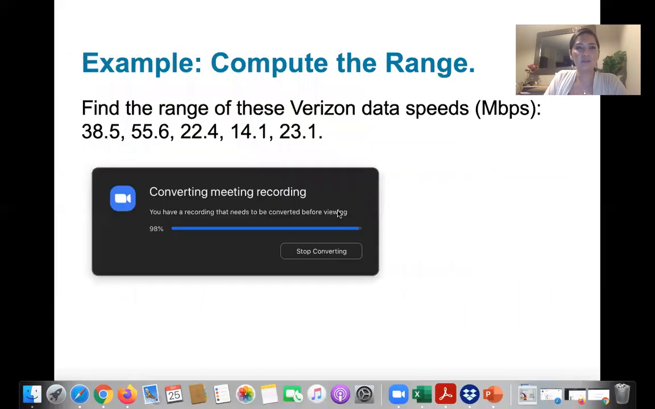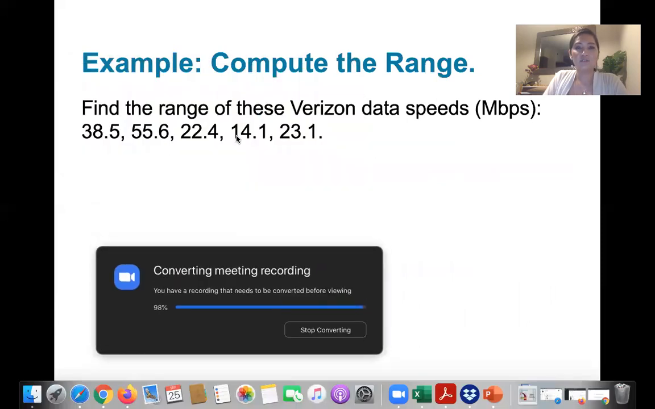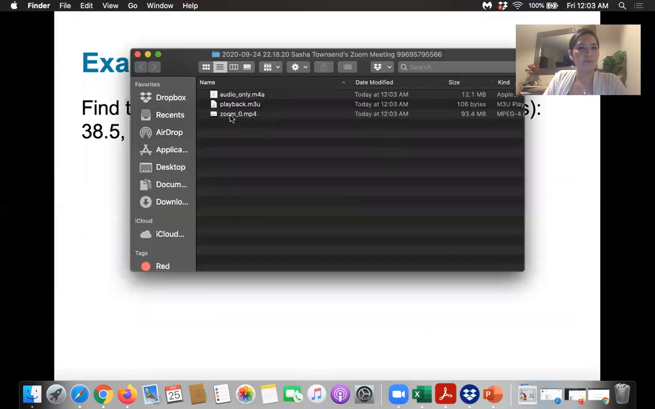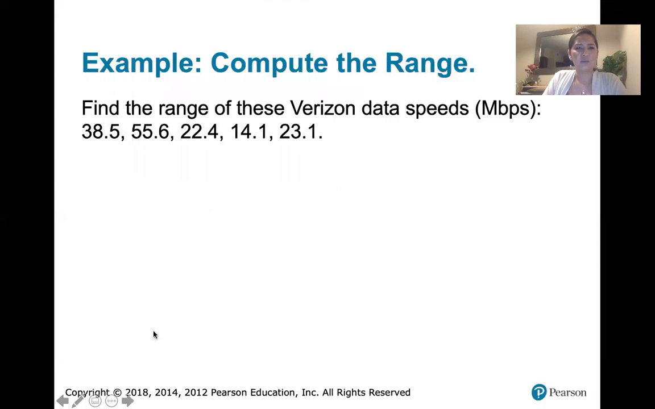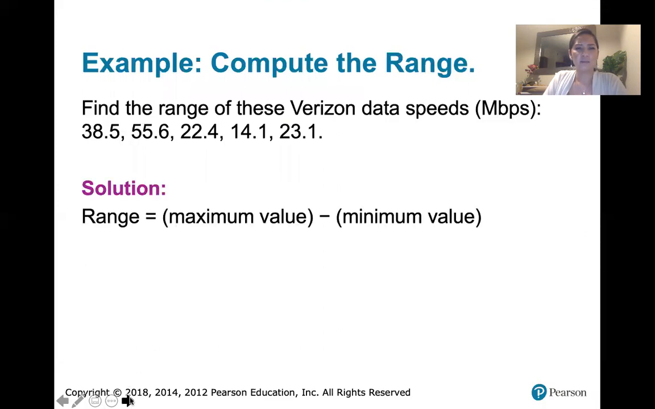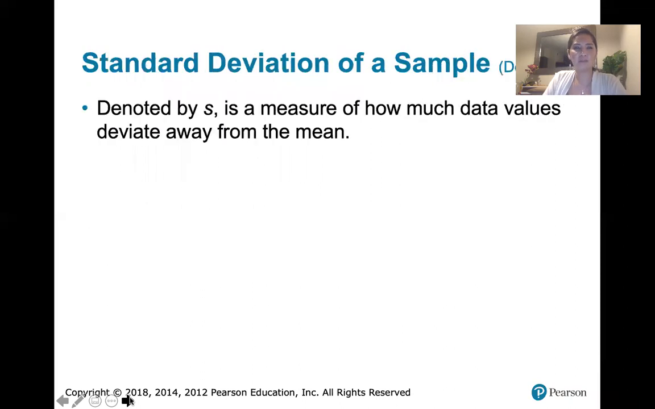So let's look at computing the range. We're asked to find the range of these Verizon data speeds in megabits per second. They are 38.5, 55.6, 22.4, 14.1, and 23.1. So if I want the range, I need to find the max, which is that 55.6 megabits per second. And then we look at the min, which is 14.1 megabits per second. You just subtract those, and so the range is 41.5 megabits per second.